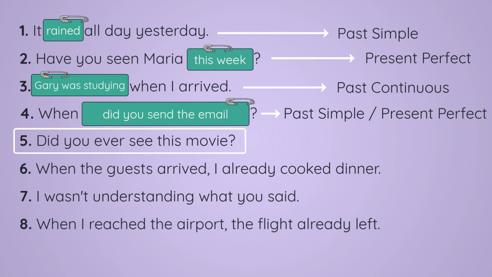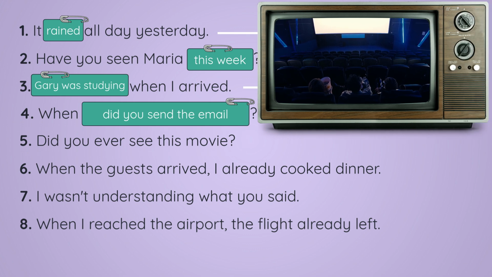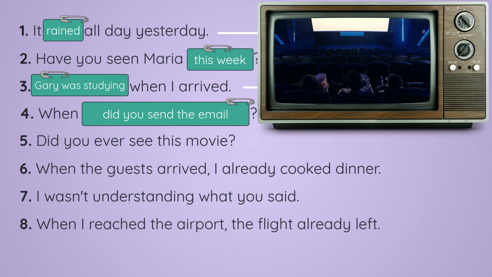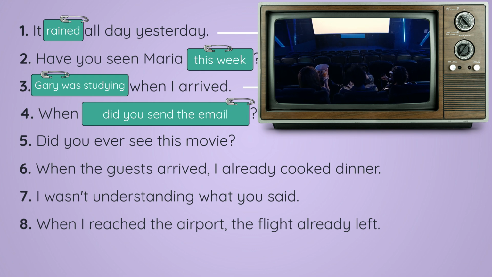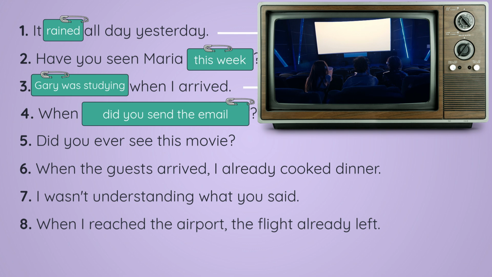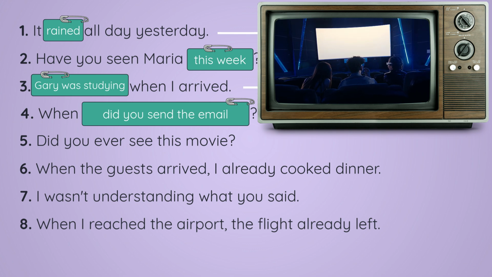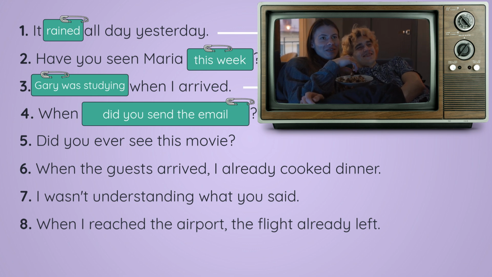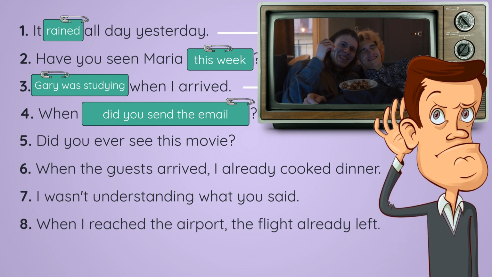Number 5. Did you ever see this movie? Now, this one is almost correct because most of the time we use another tense, but you could use this. It's possible that you will hear people saying that.